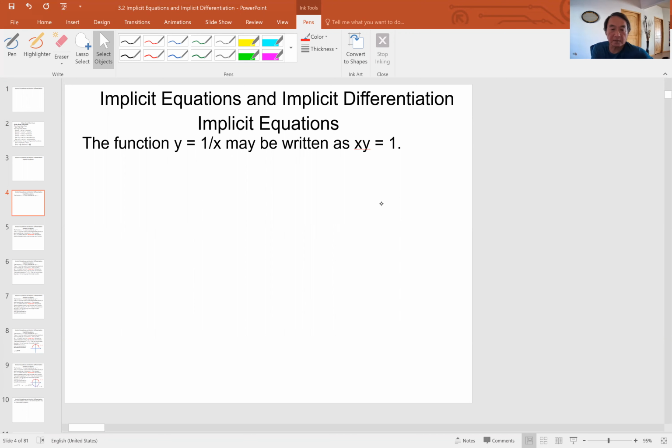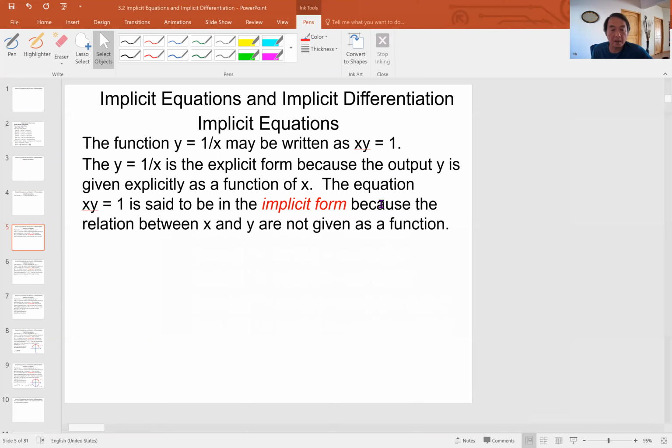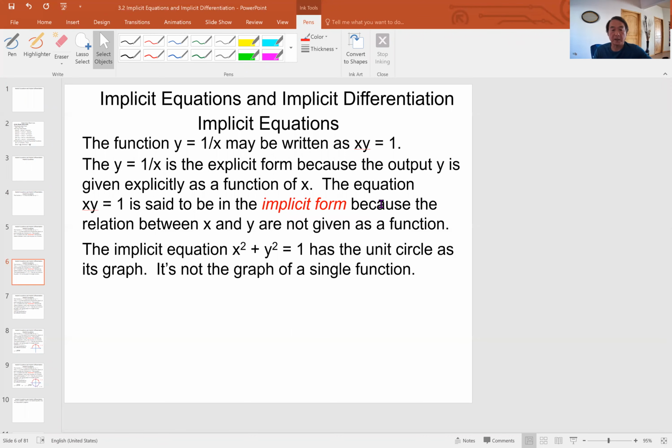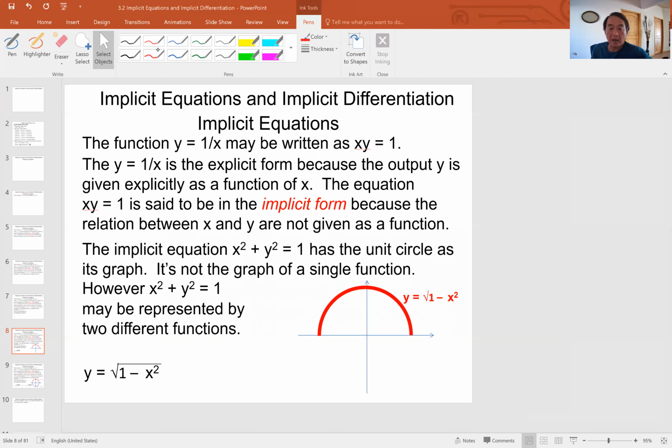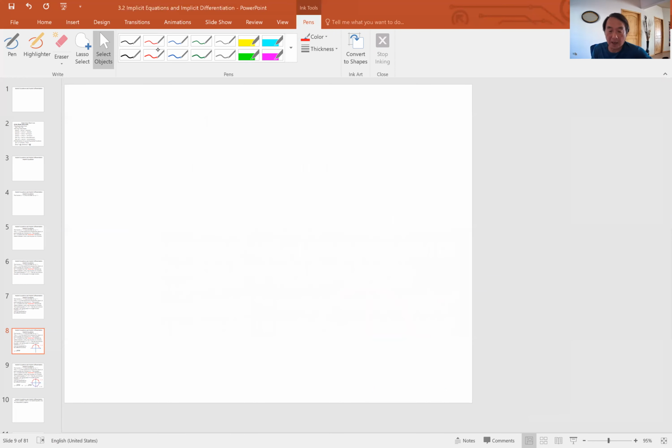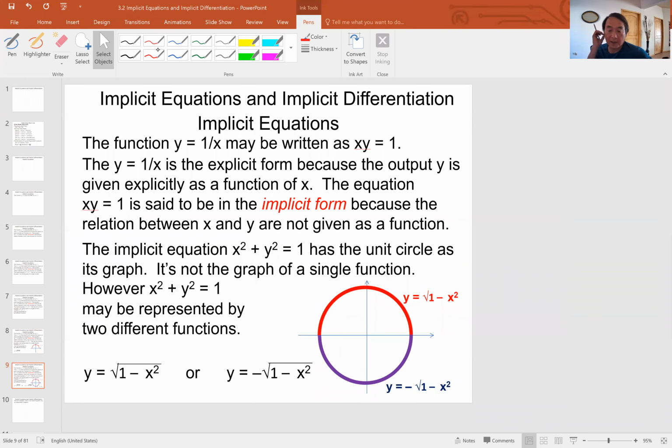Okay, and you might say, well, there's no difference in this case. But in other cases, it does make a difference. This is the implicit form, and we all know the graph of this function is a circle. Specifically, the circle can be cut into two functions. The upper half is the function square root of 1 minus x squared, and the bottom half is negative square root of 1 minus x squared, including the endpoints.